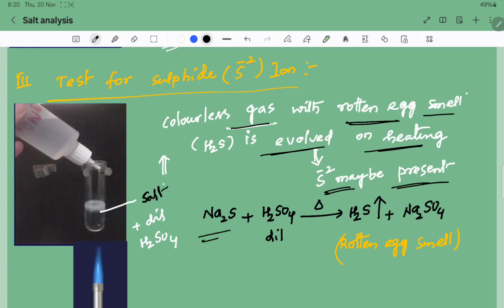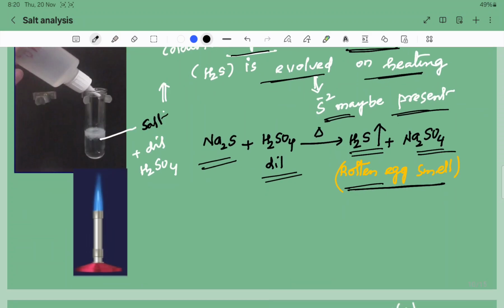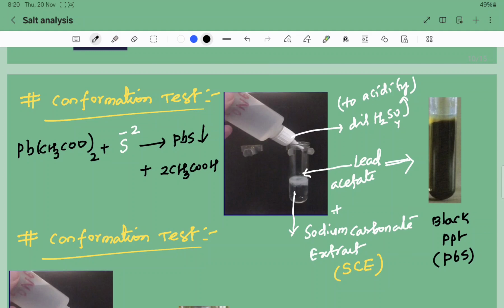Here we are doing sodium sulfide on reaction with H2SO4 followed by heating. It releases hydrogen sulfide, which has a rotten egg smell, student. This is most important. The byproduct is sodium sulfate. If you are very good in salt analysis, student, remember salt analysis is factual and practical only. Recalling and repeating it many times is very, very important. If you are good in salt analysis, your inorganic chemistry will be very good. Then we move to the confirmation tests.